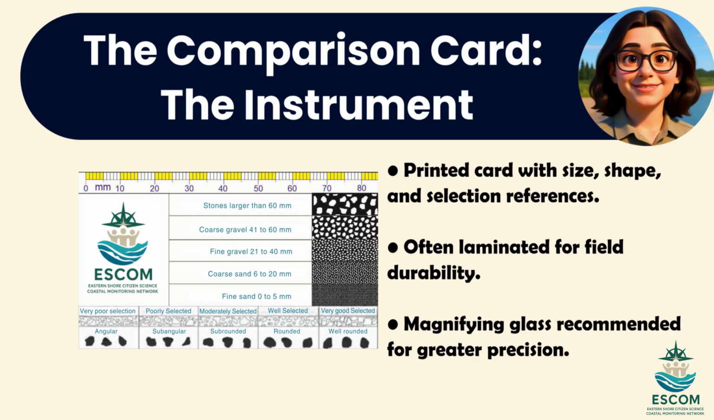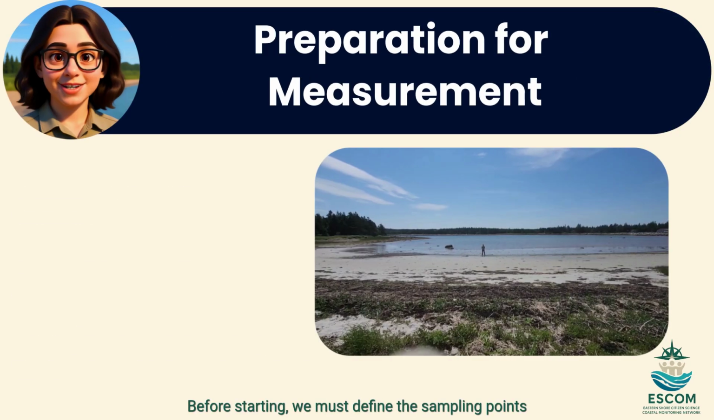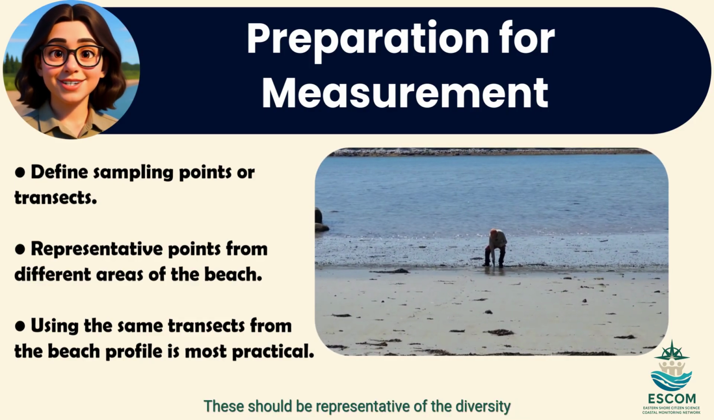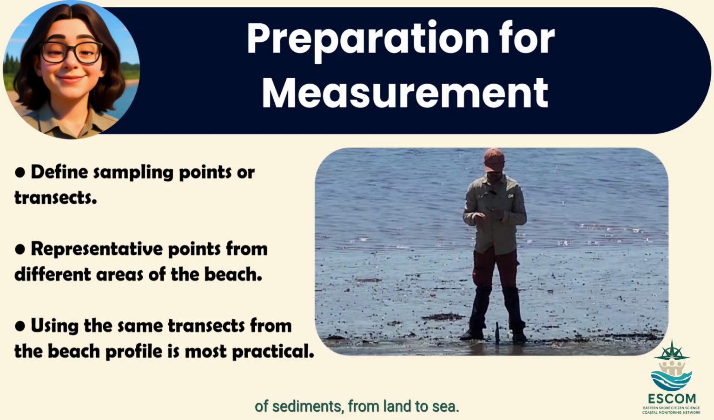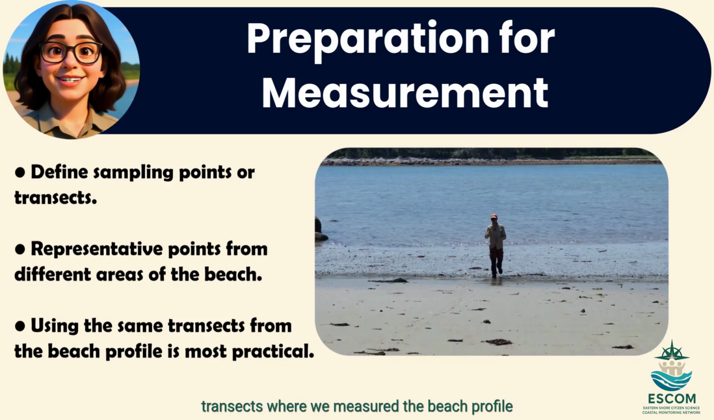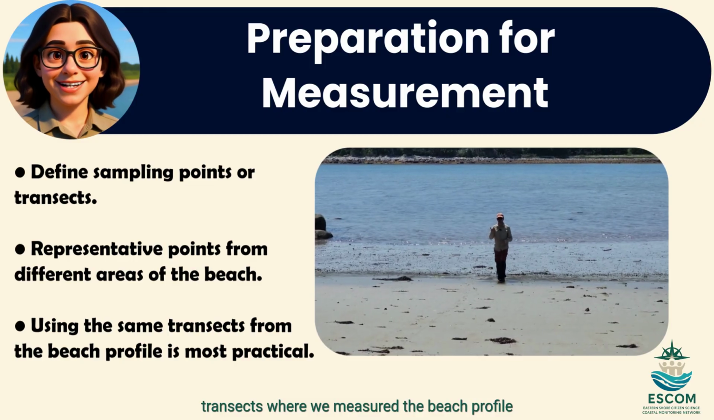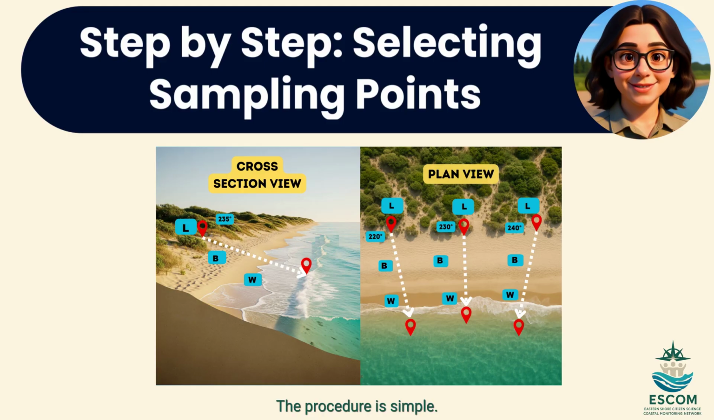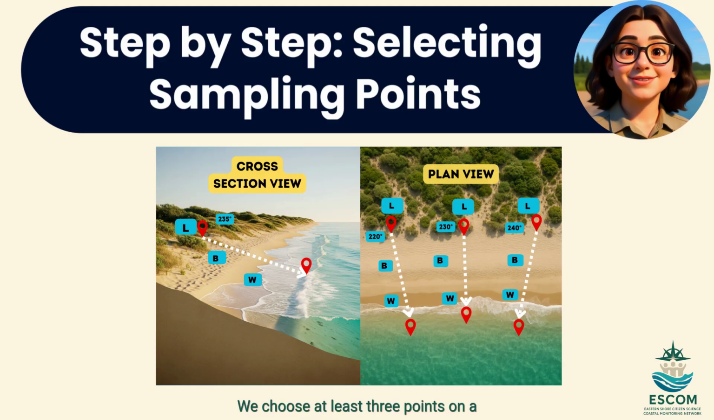with fine grains. Before starting, we must define the sampling points on the beach. These should be representative of the diversity of sediments from land to sea. It is most practical to use the same transects where we measured the beach profile or other parameters. The procedure is simple. We choose at least 3 points on a line facing out to sea.